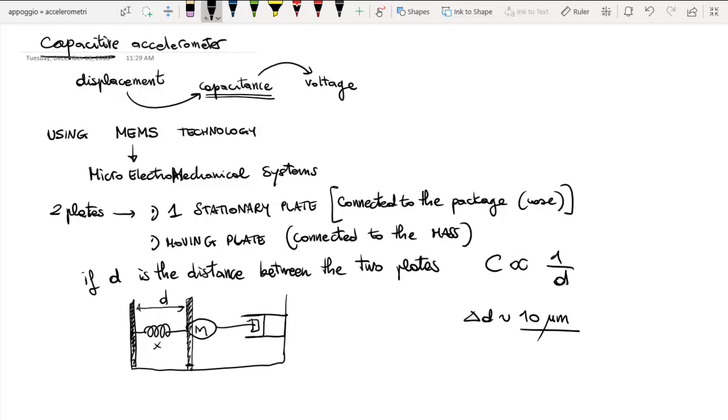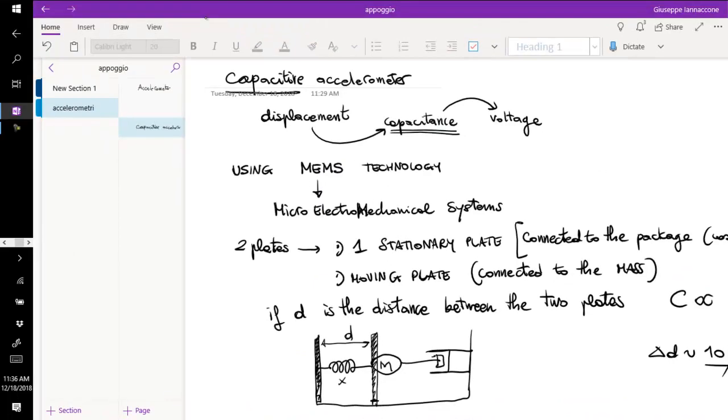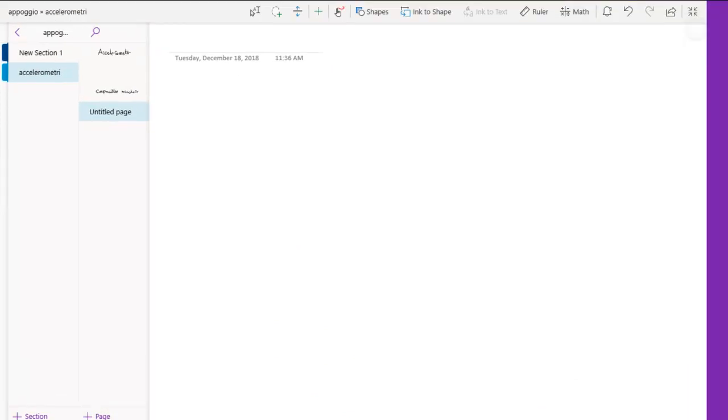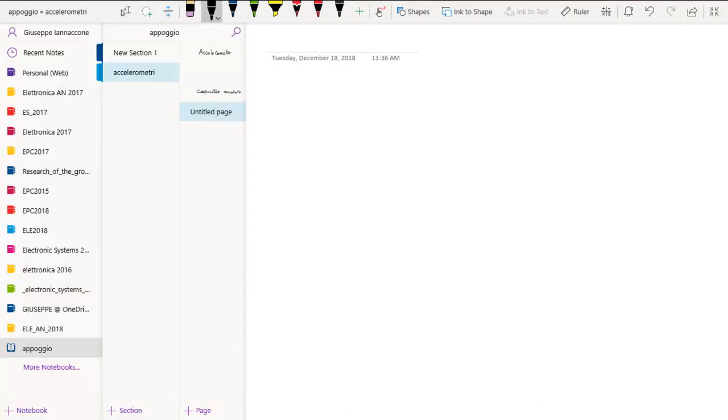And let me show you a drawing which is not only conceptual, but is closer to the actual realization. Typically, the mass, as I mentioned, is also the plate of the capacitance and is a thin silicon membrane. So a thin layer of silicon, which in cross-section is done like this.